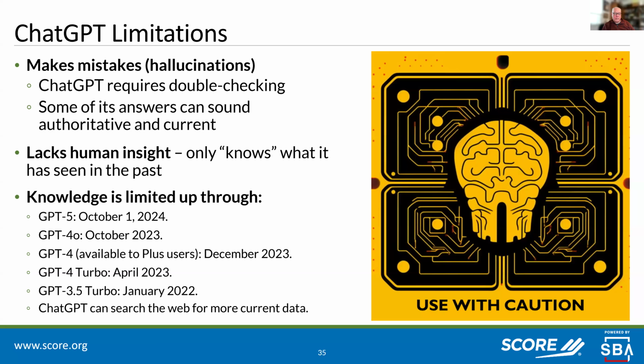It lacks human insight. It only knows what it's seen in the past. So, as a human, you need to apply your insight to make sure that it's doing the right thing. And it has limited knowledge. ChatGPT 5 is only current up through October 2024. However, it can go out and search the web and find more current stuff.